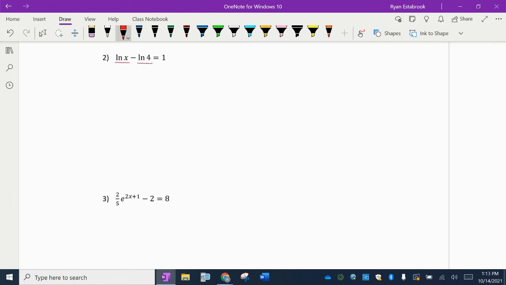Okay, let's see. These both have the same base that's positive, but we're subtracting them. And if you subtract the logs and you condense them into one log, what do you do with what's inside of those? Divide them. So step one, condense. Here is the condensing of that. ln of x over 4 is equal to 1. When you subtract the logs, you divide what's on the inside.